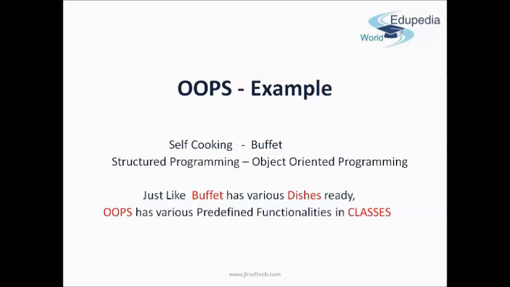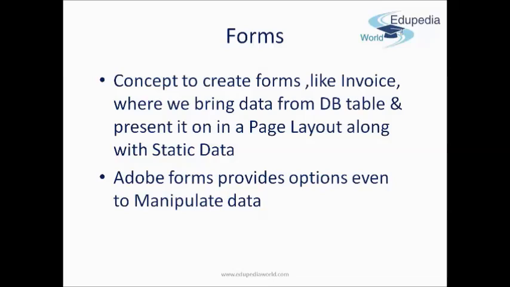So all that we have to know is where we have to use the pre-existing code, which class has to be used in our programming to get exactly the output we need. Just like a buffet has various dishes ready, OOPS has various predefined functionalities in classes. If you can understand this example, it would be very clear for you to understand actual object-oriented programming. Because of the same reason, this has been encouraged in a lot of software, because predefined code is already there. You just make use of it and get the output.